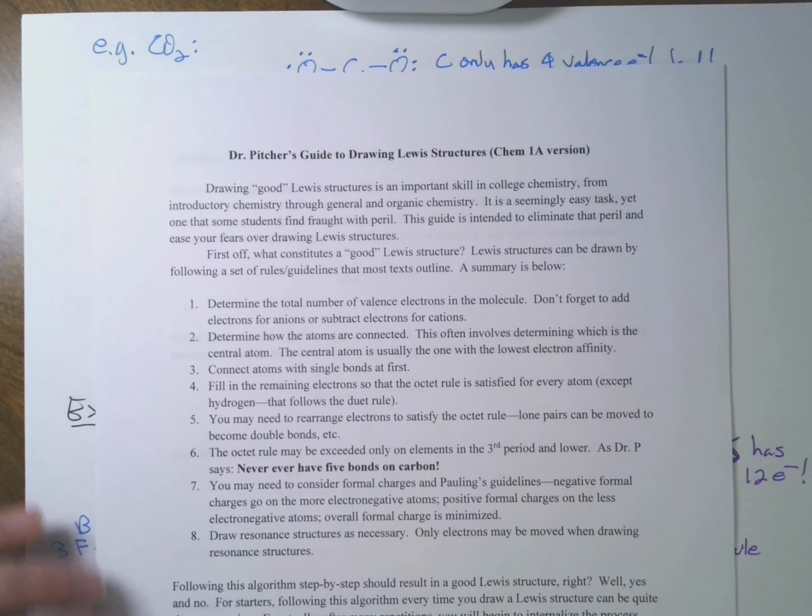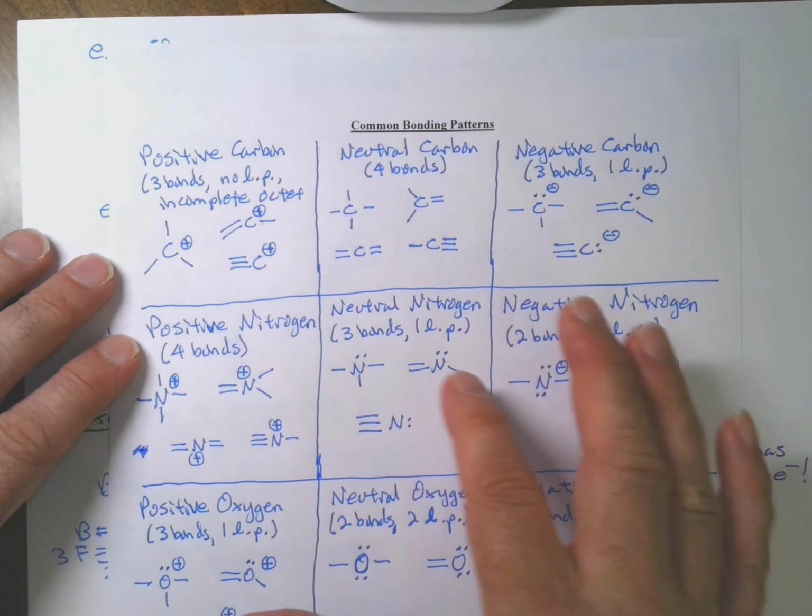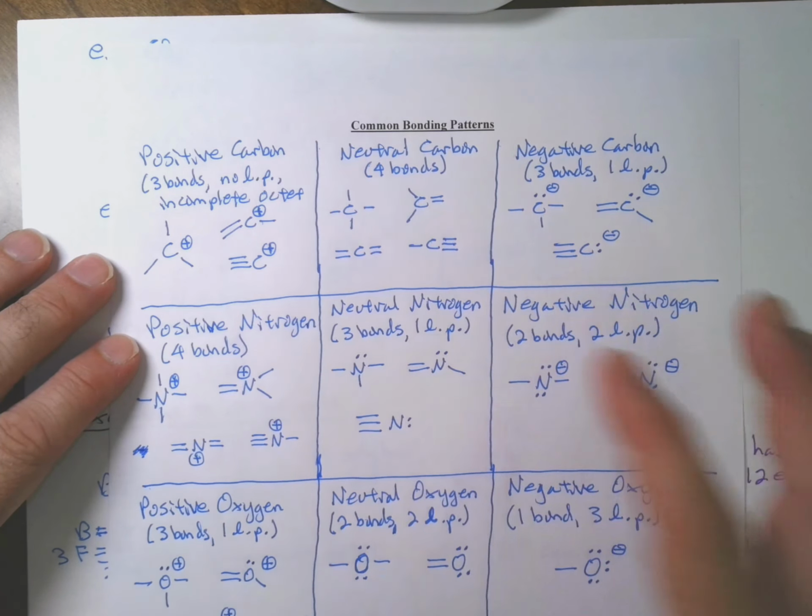You can follow the rules, but I do things a little differently. I'll look for the central atom, and then I'll think about common bonding patterns. And what are common bonding patterns? Well, common bonding patterns are the number of bonds that elements typically form. So neutral carbon will typically have 4 bonds. We could have 4 single bonds, 2 single and a double, 2 double, 1 single and 1 triple, etc. Neutral nitrogen forms 3 bonds and has 1 lone pair.